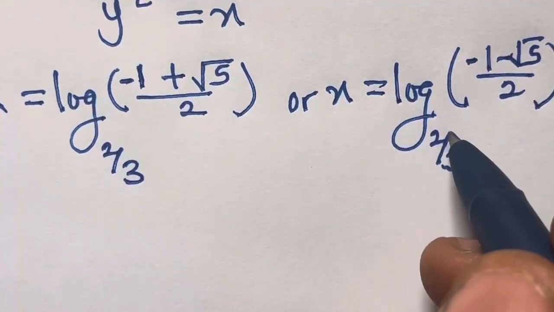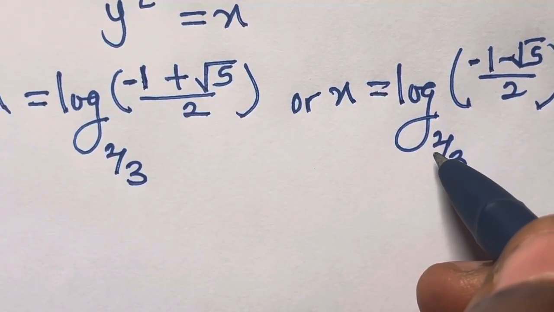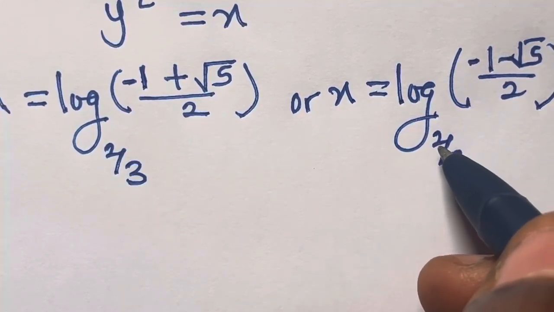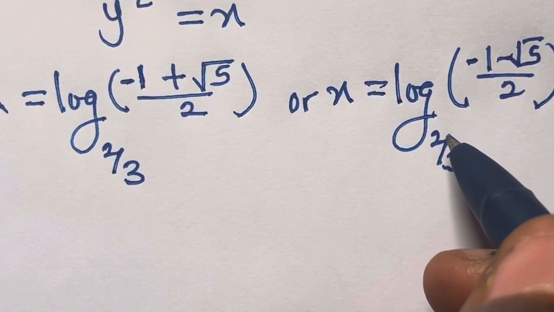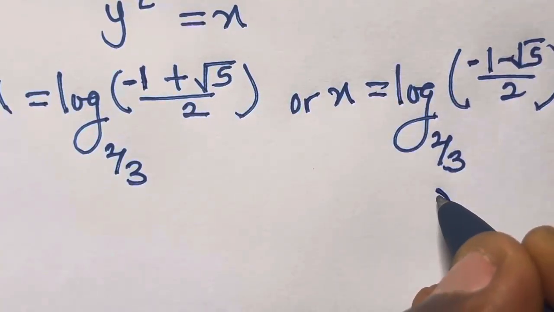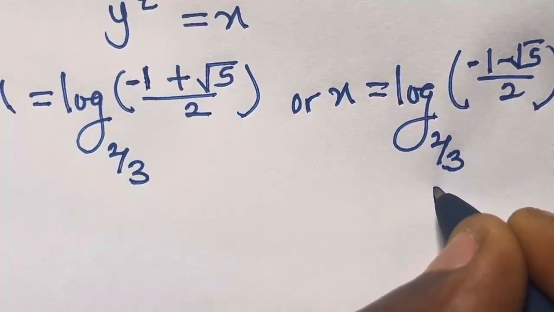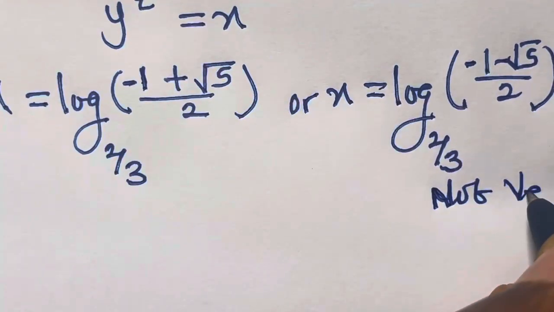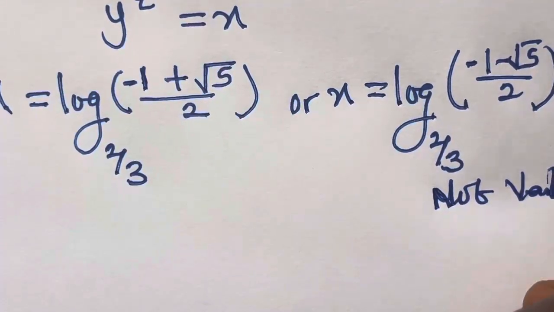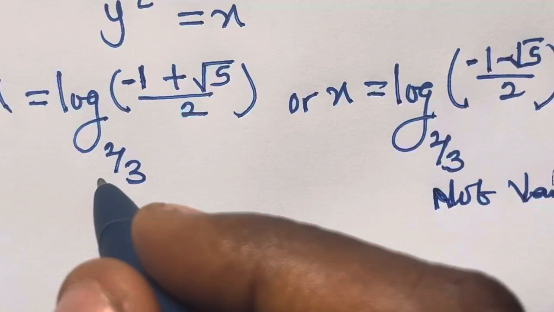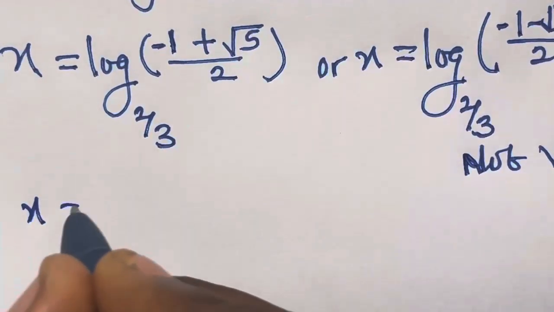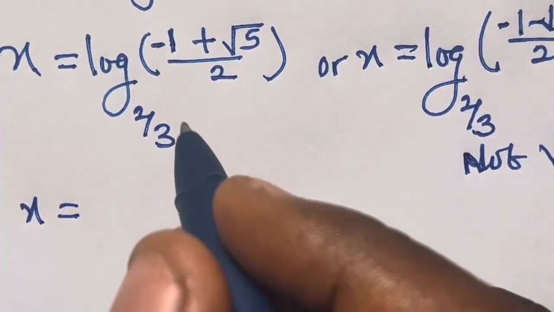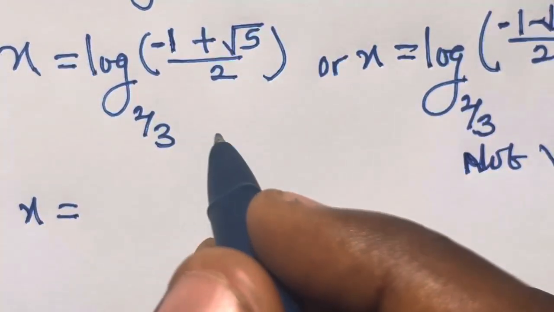Looking at this, you know that this x is not valid, because this will be a negative value, right? So this is not valid. Alright, so that means we have to move on with this. Let's move on with this. So we have x to be equal to log of minus 1 plus square root of 5 divided by 2.